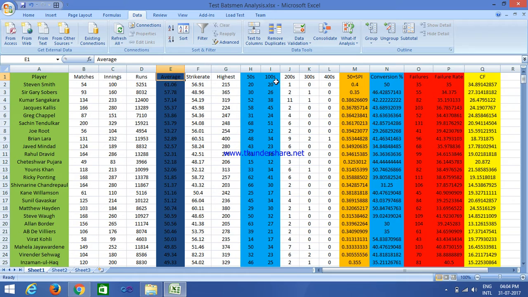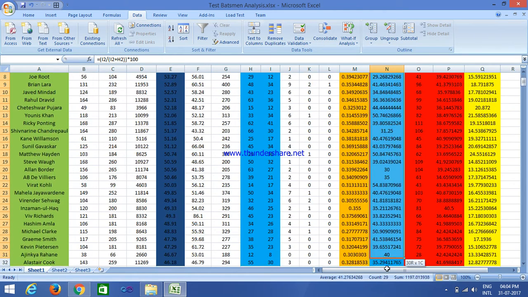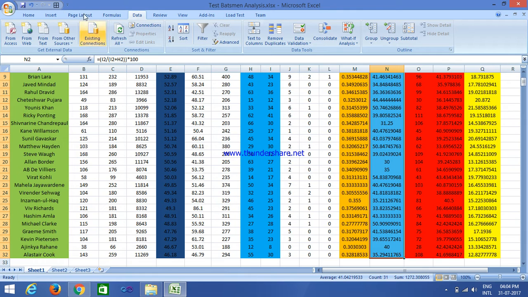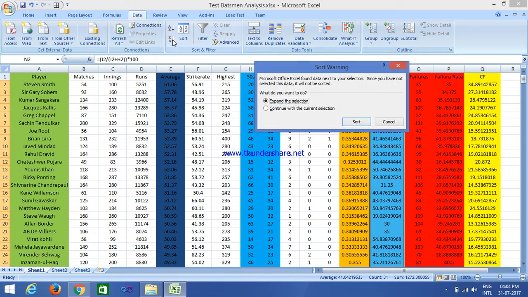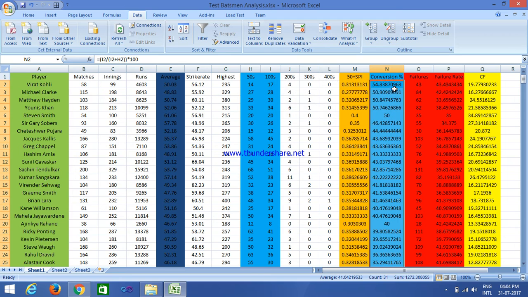Great. Now we'll just arrange as per the conversion rates, and I guarantee you that Virat Kohli will be first, and that's really outstanding for him. Here we go, conversion rates. Virat Kohli ranks first here. Second is Michael Clarke 50.9, Matthew Hayden 50.84. All these have a great consistency factor. So this is a really important point for a good Test batsman, great Test batsman.